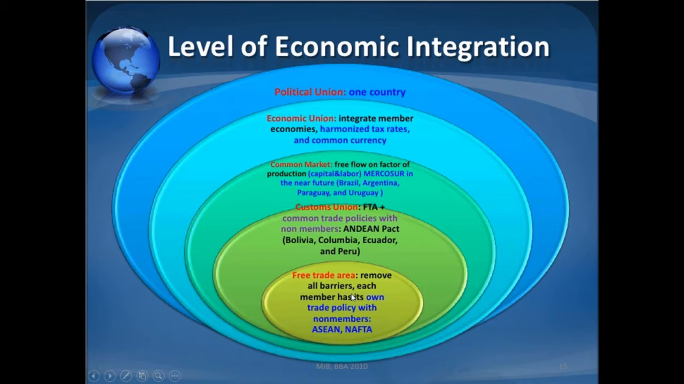Levels of integration range from low to high. Examples of low economic integration are FTAs, or free trade areas or agreements. Political unions, where many countries cease to have borders, are examples of high levels of integration.